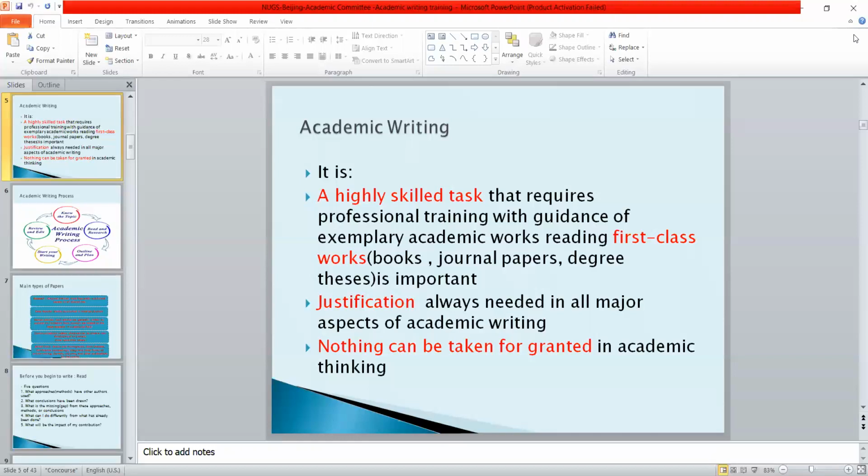Nothing can be taken for granted in academic writing. Here we are talking about formality. You don't take anything for granted. Every step must be taken seriously. So basically, that is what academic writing entails.